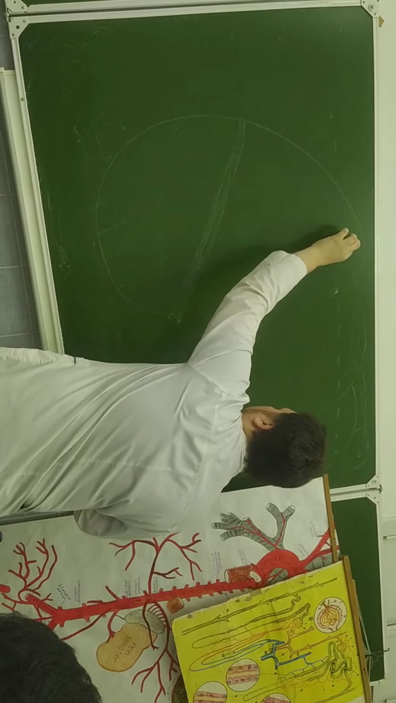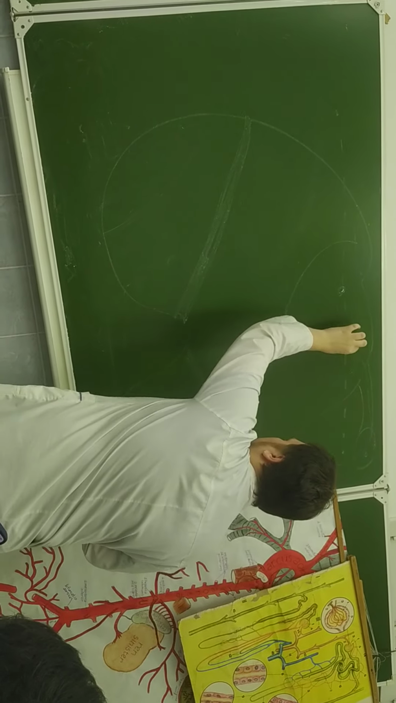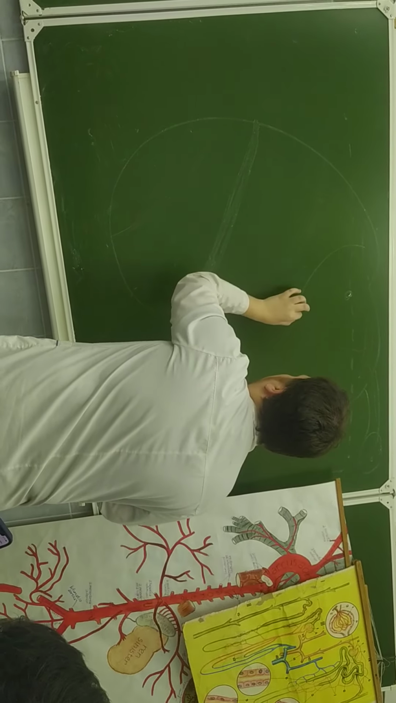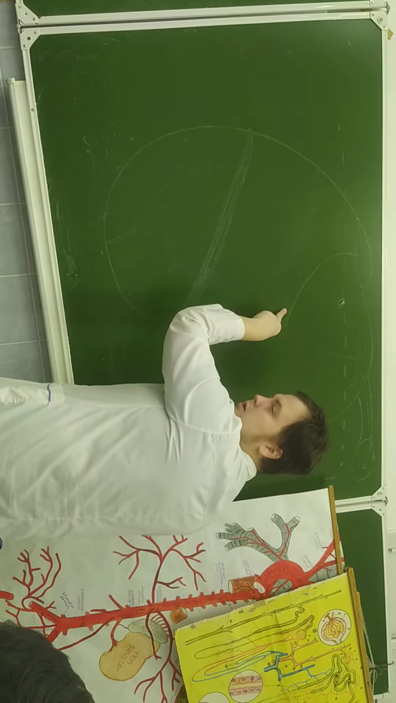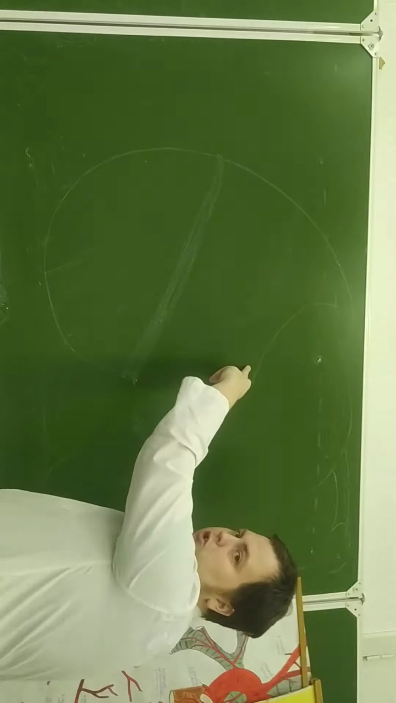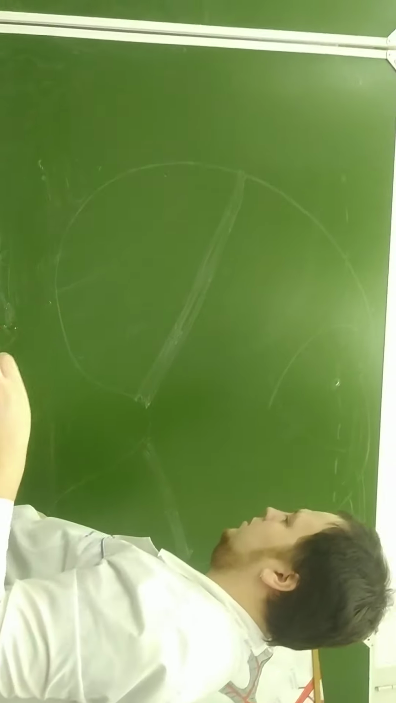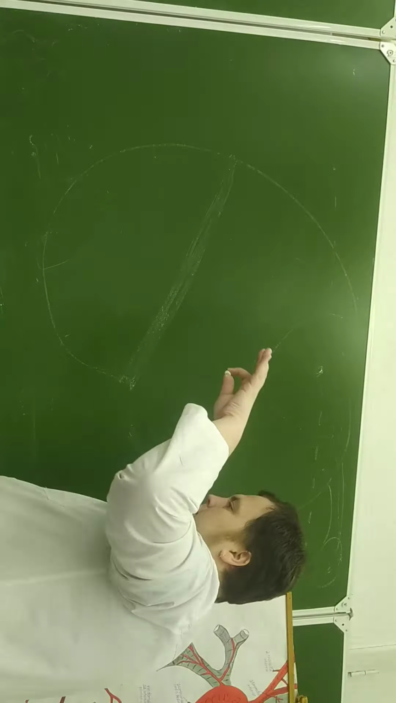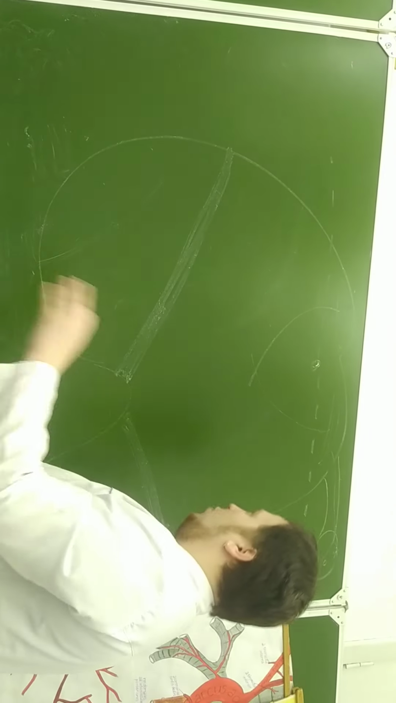The tectospinal tract, its fibers come anteriorly. They decussate, forming the dorsal tegmental decussation, which is also called the decussation of Meynert. And then this tract descends. And why do we need this?